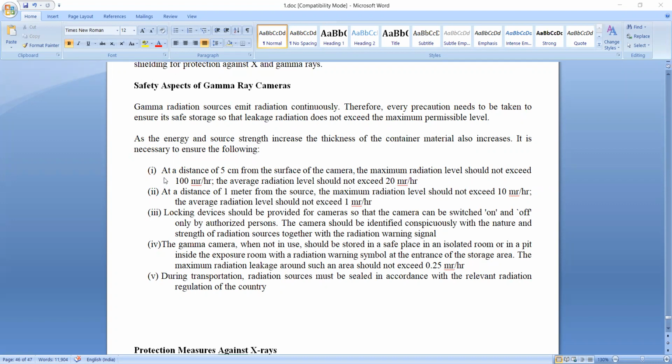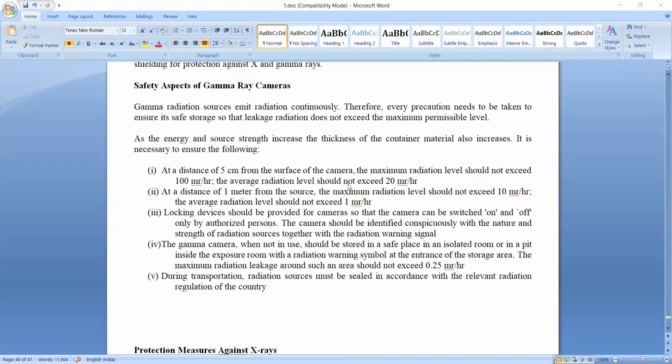First one, some rules are there. At a distance of 5 centimeters from the surface of the camera, where the source is, the maximum radiation level should not exceed 100 mR per hour, milli Roentgen per hour. If you take a distance of 5 centimeters from the source camera, the maximum limit is 100. More than 100 means we are in danger.